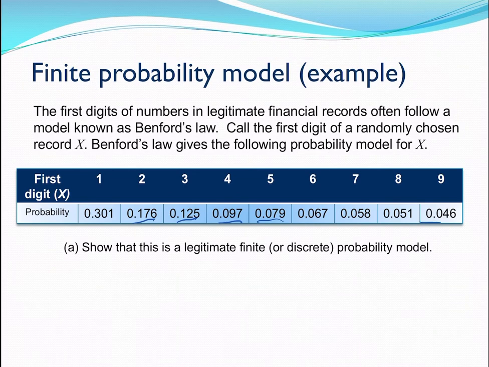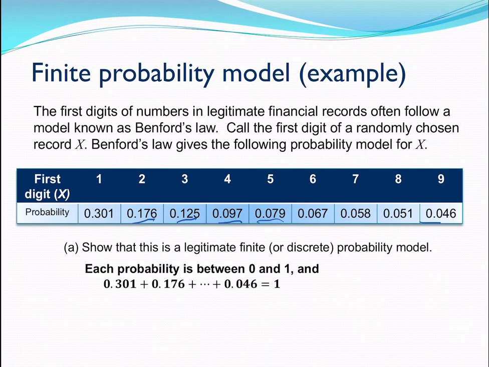Show that this is a legitimate finite or discrete probability model. Okay, that means we need to show that everything adds up to 1. Each probability is between 0 and 1, which is true, and when I add them all up, I do get 1. So this is a discrete probability model.